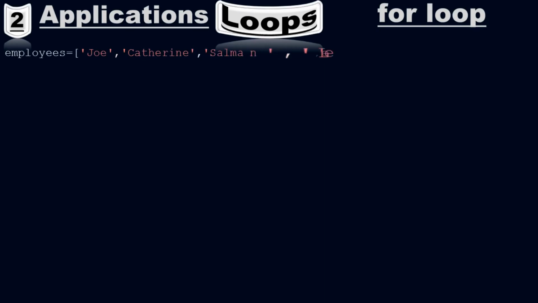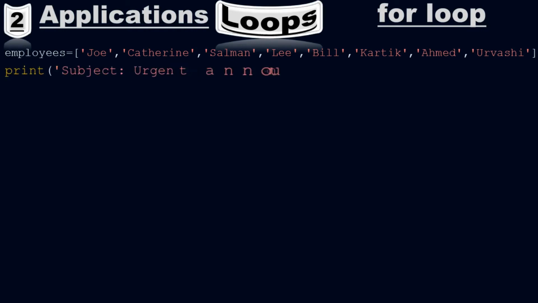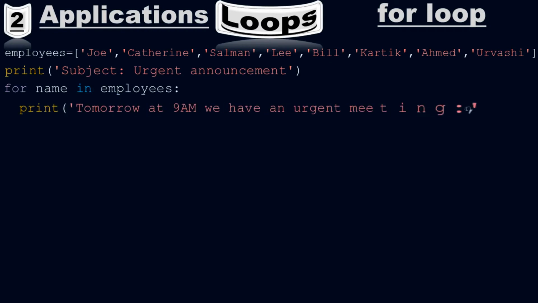The list of the employees are Joe, Catherine, Salman, Lee, Bill, Karthik, Ahmad, Urvashi. Print off subject urgent announcement. For name in employees, print off tomorrow at 9 a.m. we have an urgent meeting, comma name, comma backslash n, and then print off regards CO.